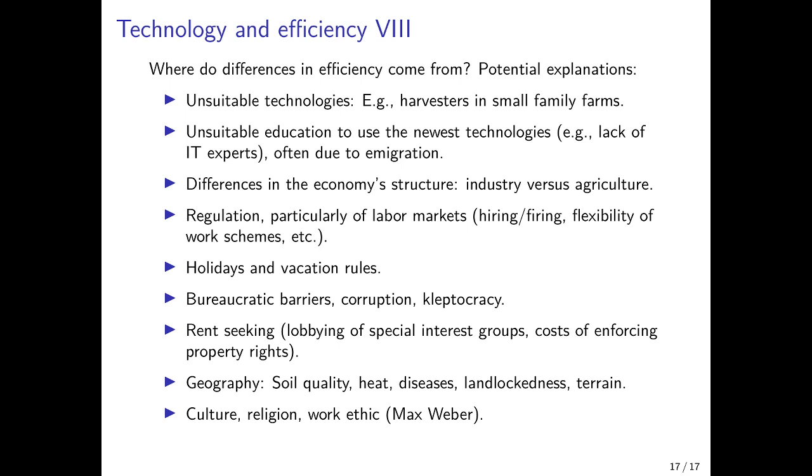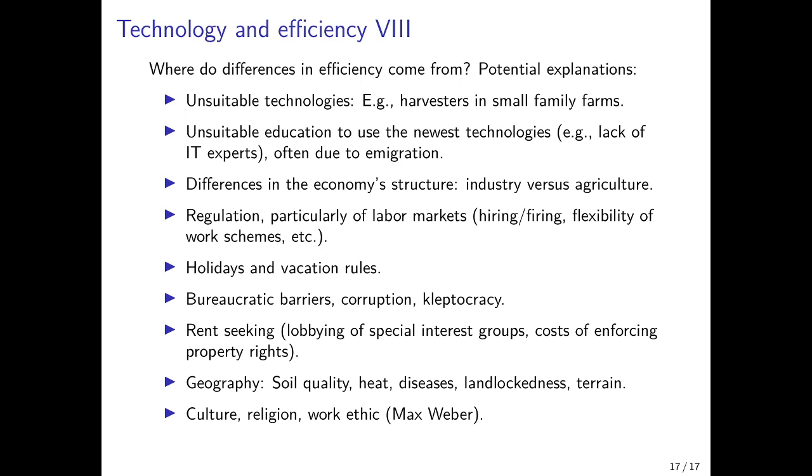Then, of course, regulation differences, particularly of labor markets. So if labor markets are regulated in a way that they are highly efficient, where hiring and firing is common and so on, a flexibility of work schemes, then this could imply that the country with more flexible regulations would also have a higher per capita income, because the frictional unemployment might be lower in the long run, so the equilibrium unemployment level. Holidays and vacation rules would also play a role, of course.